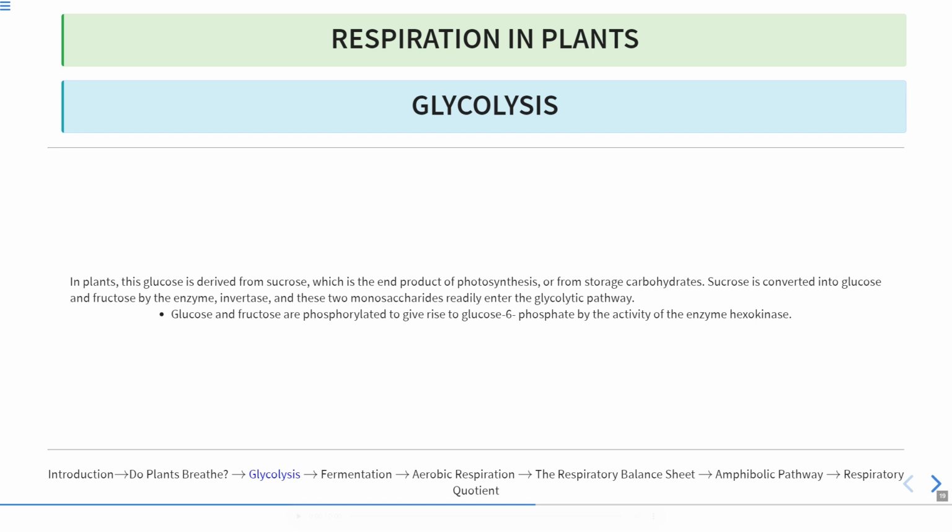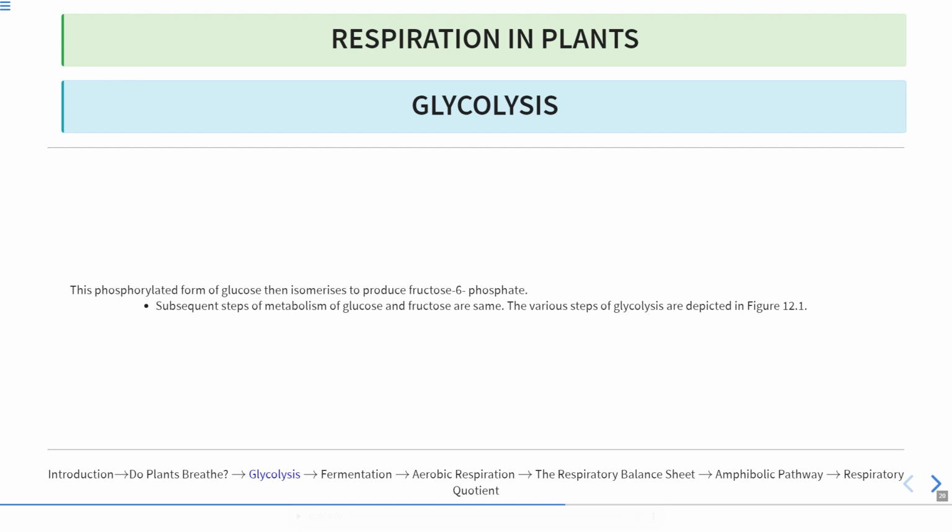glycolysis. So glucose and fructose are phosphorylated to give rise to glucose 6-phosphate by the activity of the enzyme hexokinase. This is the first step of the glycolysis process. Now in the glycolysis process, what happens? Glucose is converted to glucose phosphate. Glucose 6-phosphate means that at the 6th carbon, the phosphate group gets attached. That is why it is called glucose 6-phosphate.